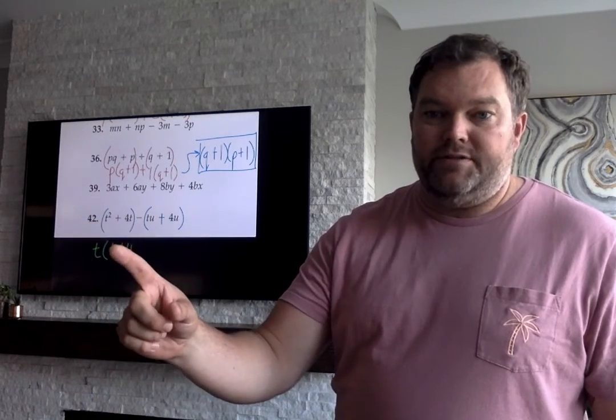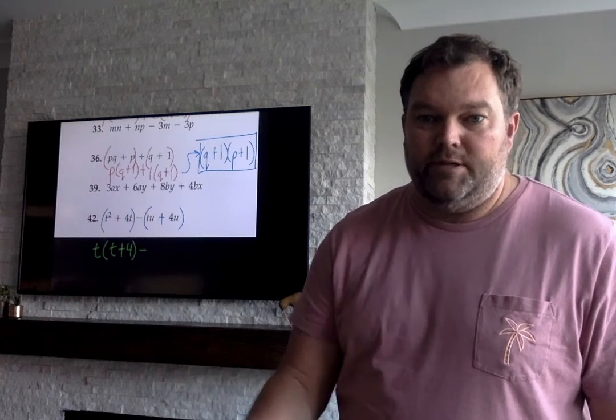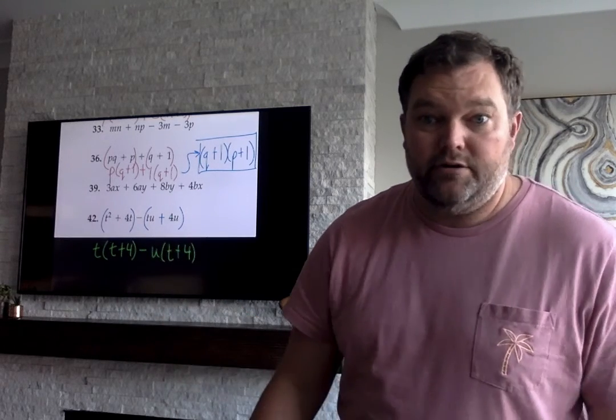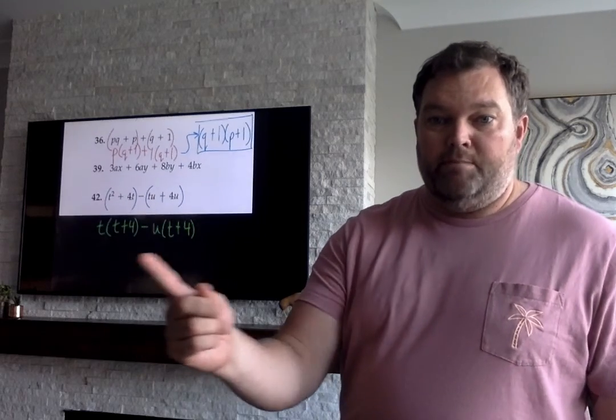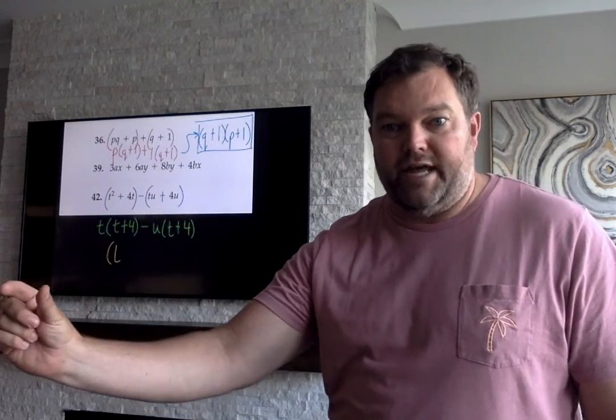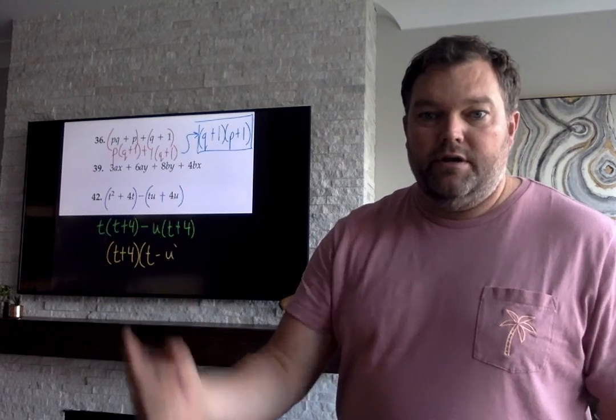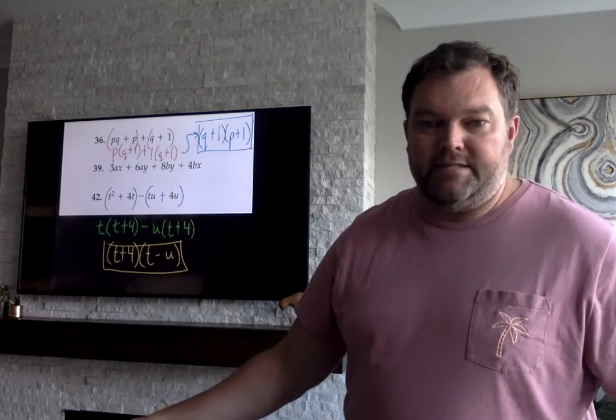Now in the first parentheses, t is common, you're left with t plus 4. Then minus, a u is common, and another t plus 4. They both have t plus 4, so that's going to be common out front, t plus 4. And what would be left over? T minus u. That's the answer.